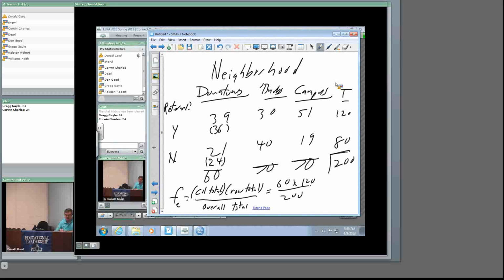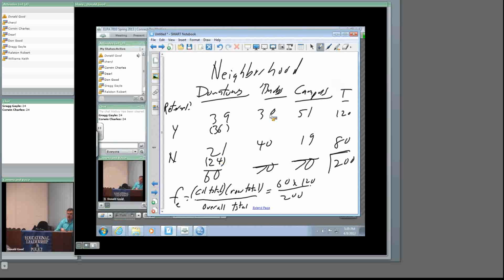If I know I expect 36 to be returned, and I've got 60 altogether downtown, well, 36 plus some number has to equal that 60. The some number is the 24. So once I'm given that, it helps me get another one.